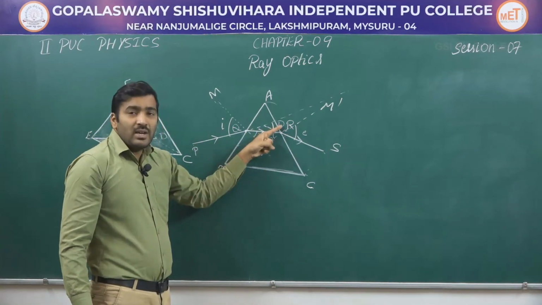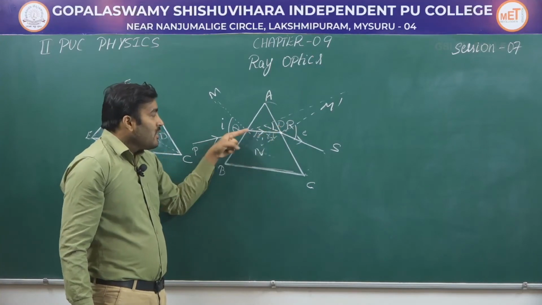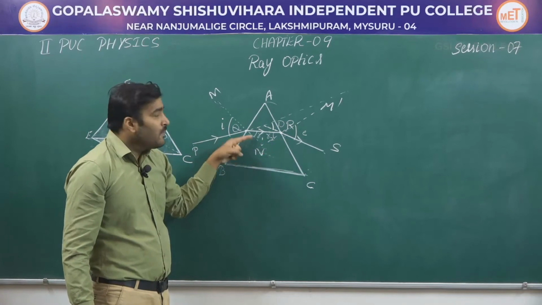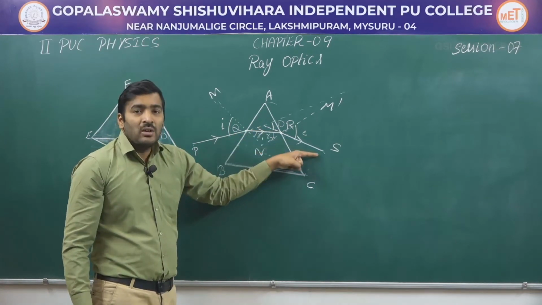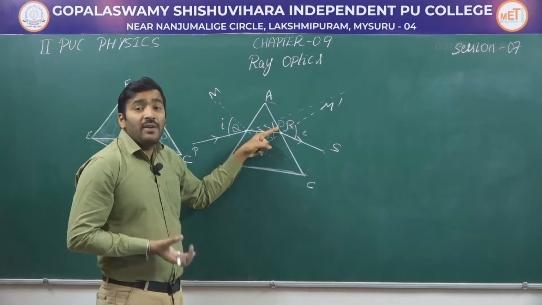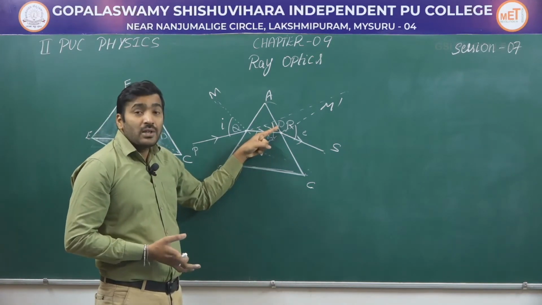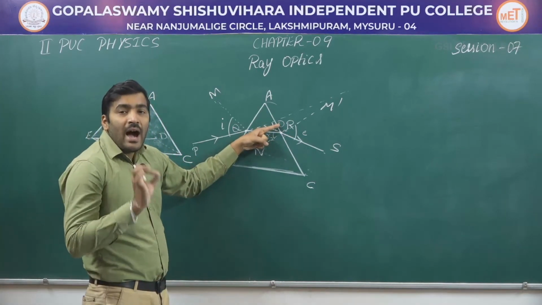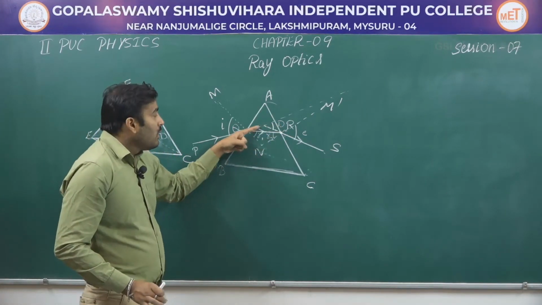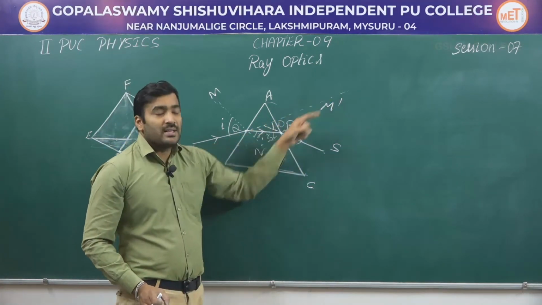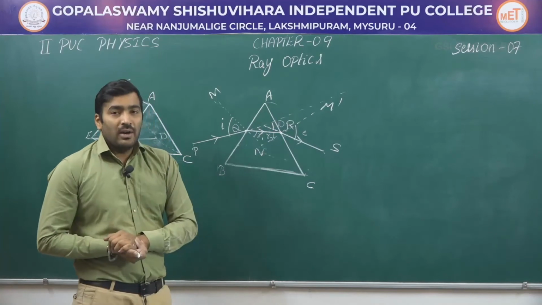So, what is deviation? The ray has to travel like this, but because of the presence of the prism, it has changed the direction, so it has deviated. Therefore, the amount of deviation is represented using the angle of deviation d. This angle of deviation is the angle made by the emergent ray with the actual direction of the incident light.